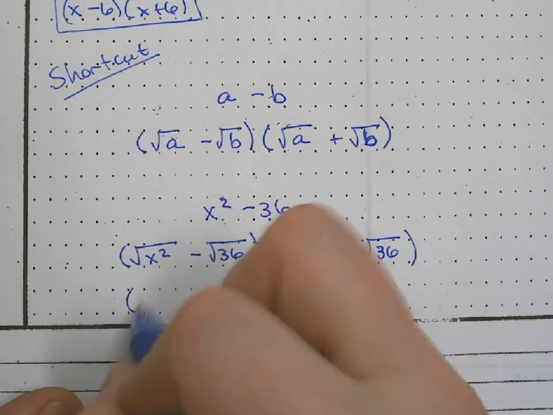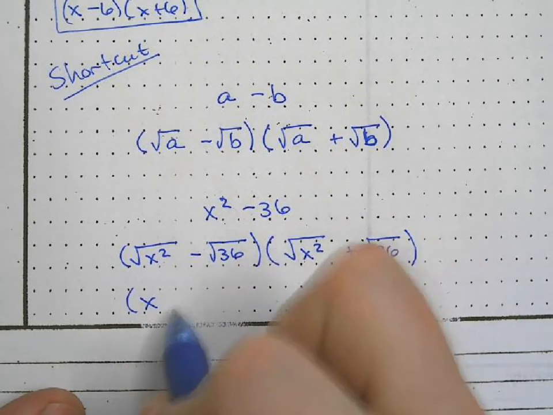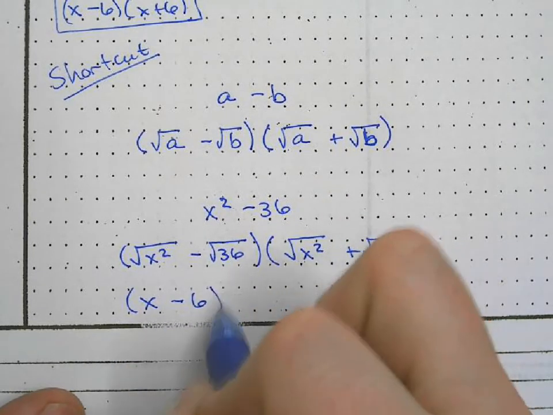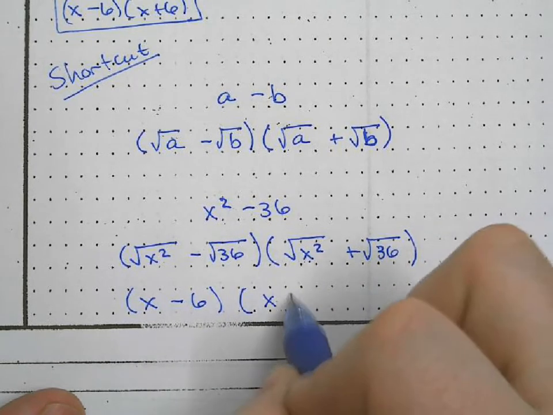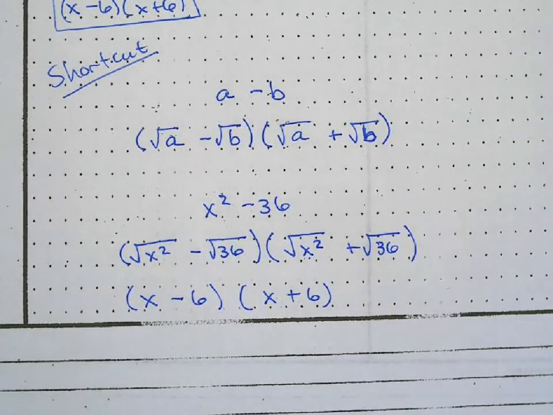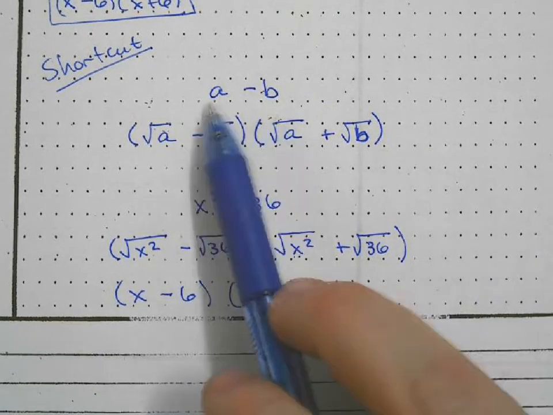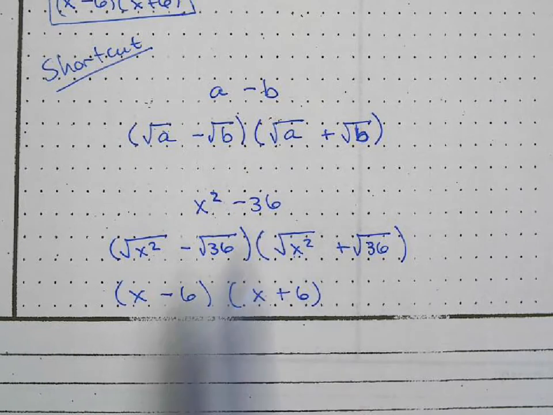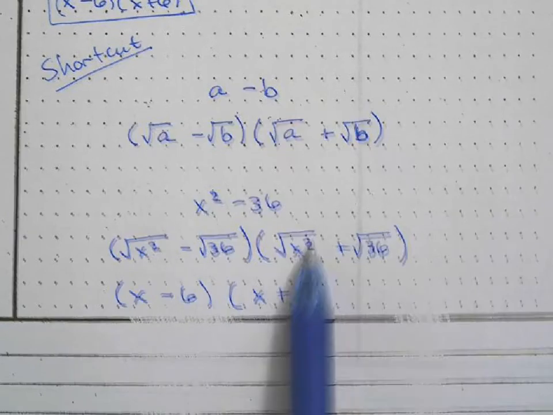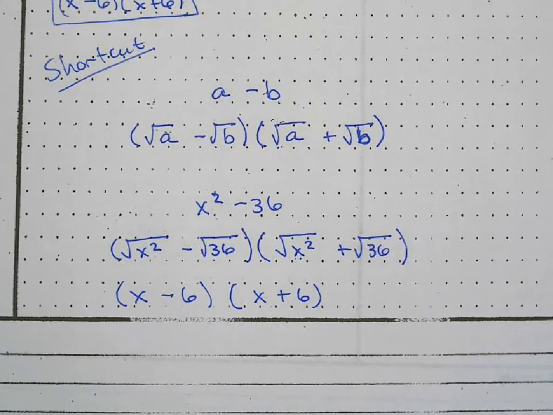The square root of x squared is x. Square root of 36 is 6. And then the square root of x squared is x. And the square root of 36 is 6. So when we have a difference of squares, x squared is a perfect square, 36 is a perfect square, we can use this quick route to solve. And that's called a difference of squares.